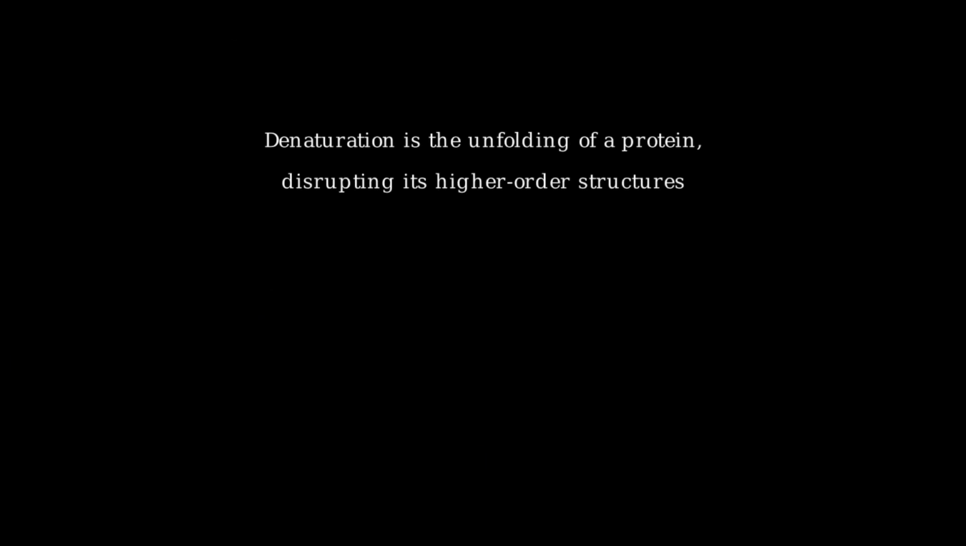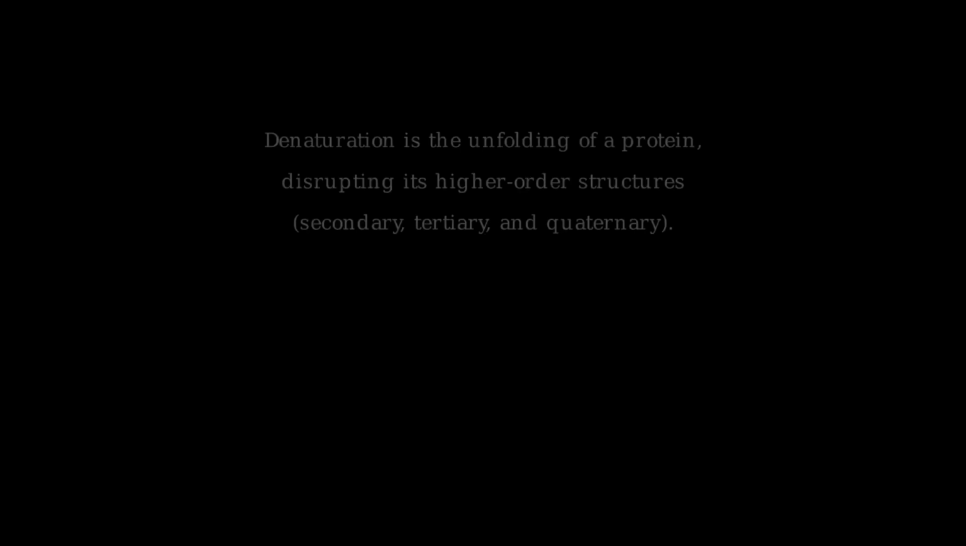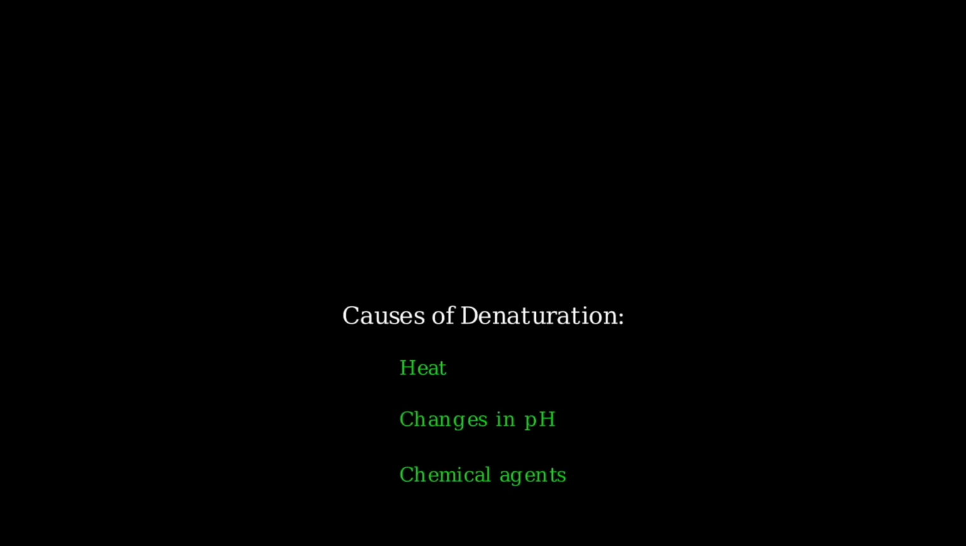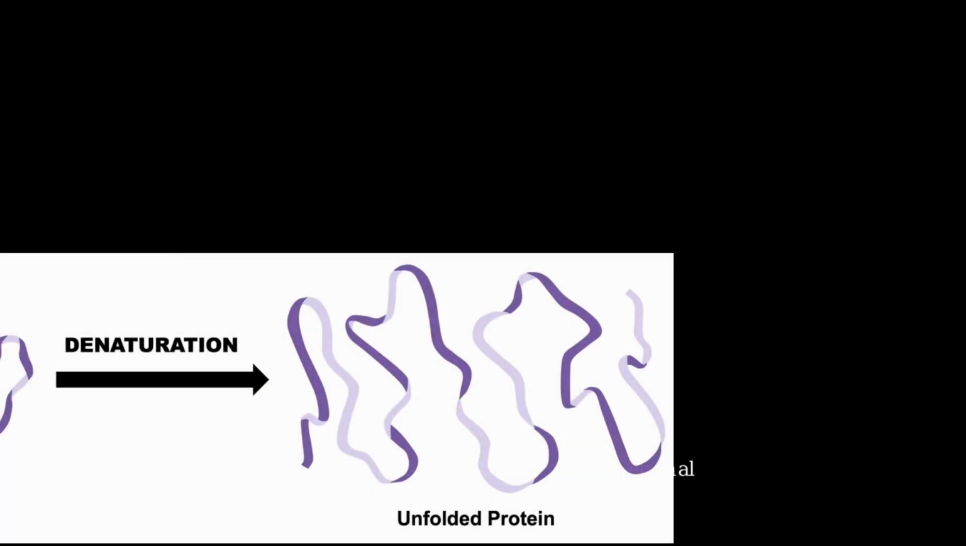Denaturation is the unfolding of a protein, disrupting its higher-order structures such as secondary, tertiary, and quaternary structures. This process can be caused by several factors, including heat, changes in pH, or exposure to chemical agents. Denaturation often results in the protein becoming non-functional, as its shape is crucial for its role in biological processes.